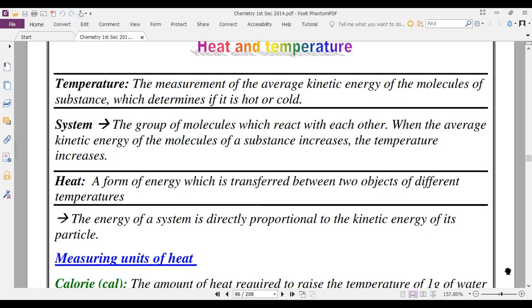When the average kinetic energy of the molecules of a substance increases according to this reaction, the kinetic energy of the molecules will increase and the temperature also will increase. So that's the meaning of system. Have you understood? Okay. Yes. Okay.